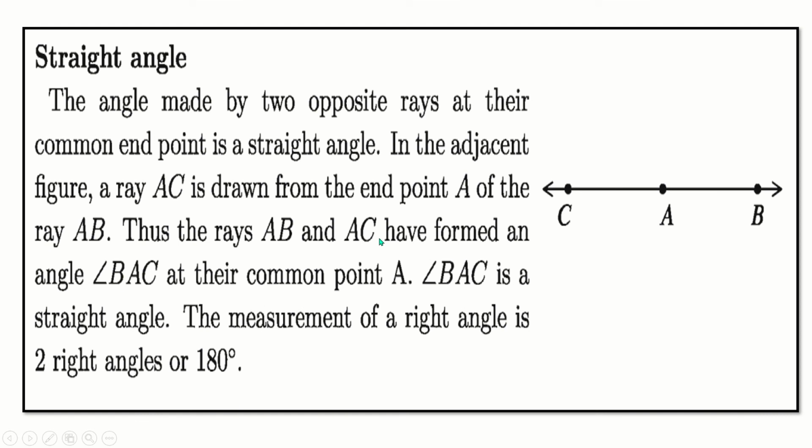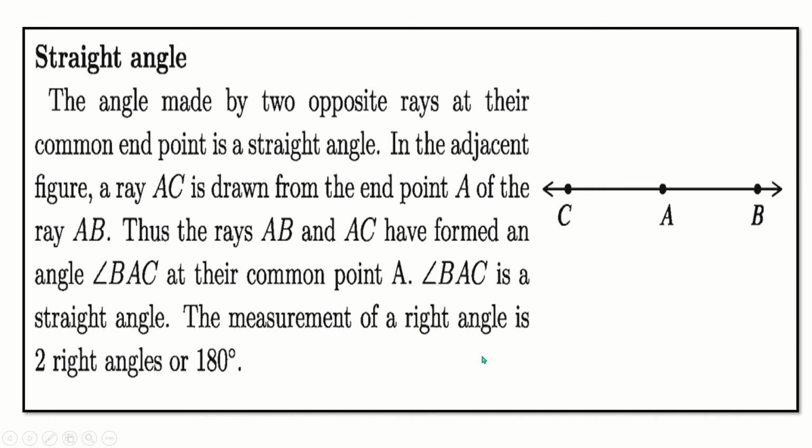Straight angle. The angle made by two opposite rays at their common endpoint is a straight angle. The common endpoint here is A. In the adjacent figure, a ray AC is drawn from the endpoint A of the ray AB. Thus, rays AB and AC have formed an angle BAC at their common point A. Therefore, angle BAC is a straight angle.